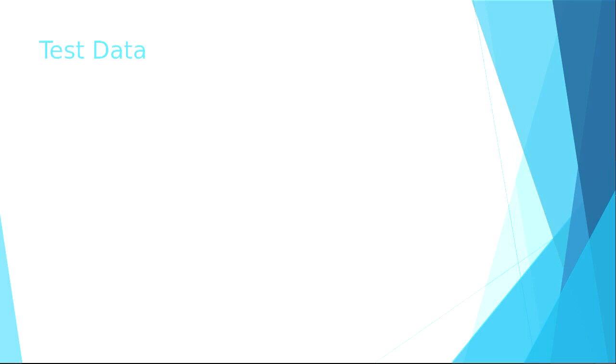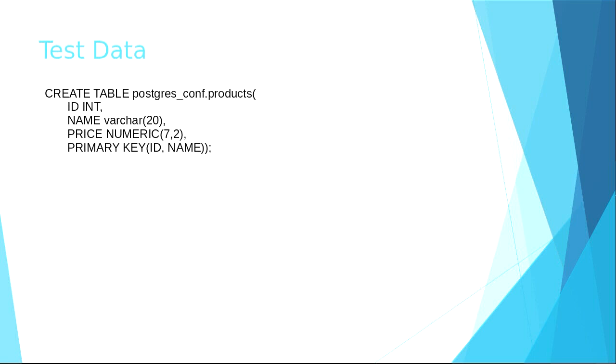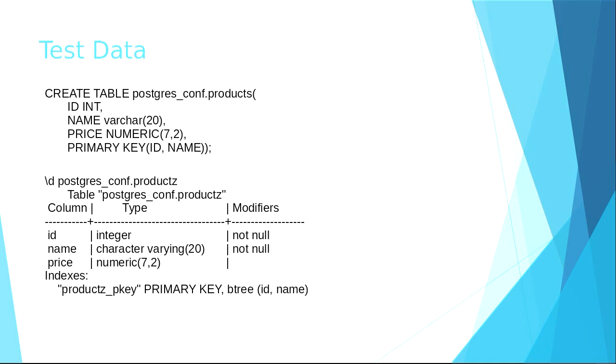Okay, then next, this is the command you can run if you want to add a composite primary key, where you take the ID and the name into consideration. And then there's the describe, you can see at the bottom, it added the index on both the ID and the name.